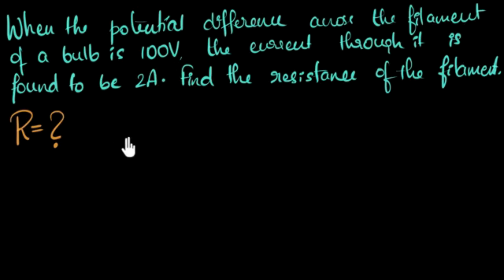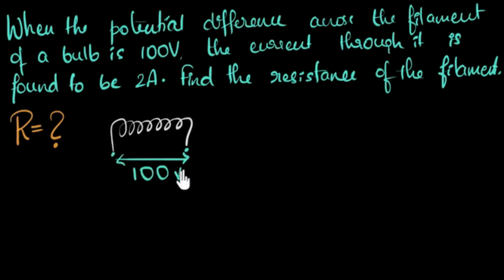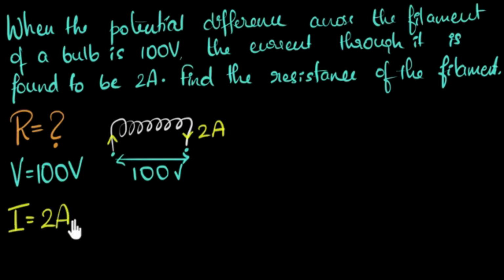So if you just draw this, let's draw what's given to us. Imagine here's the filament. We are given the potential difference across the filament of the bulb is 100 volts. So the potential difference across this end is 100 volts. So V is 100. And the current through it is found to be 2 amperes. So there's a current running through it, and this current is 2 amps. So I is 2 amps.